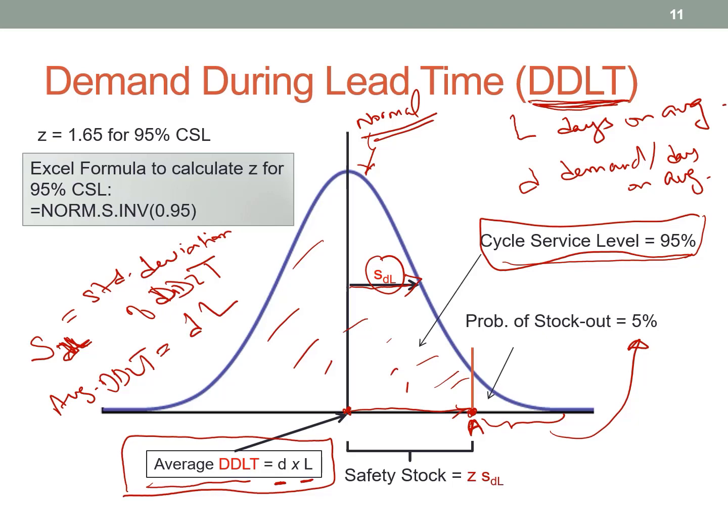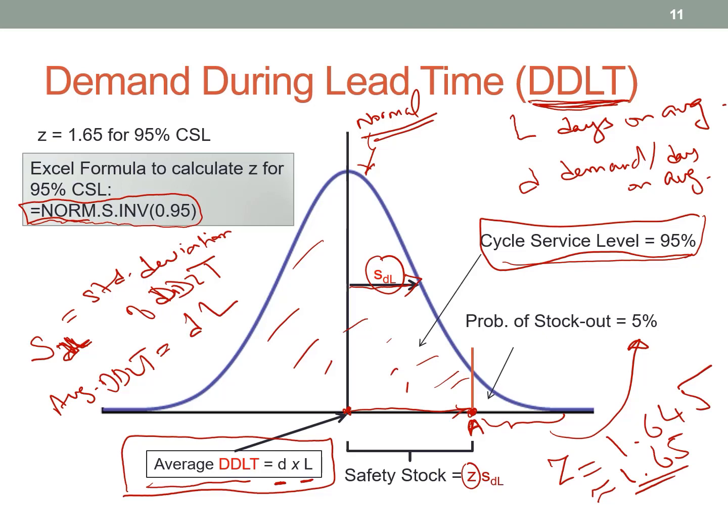Because I don't expect you to use statistical tables, since we have Excel, you can just plug this formula into Excel: equals NORM.S.INV, and give it the cycle service level, which is 0.95. And you will find that the z-score will turn out to be 1.645, or approximately we can just say 1.65.